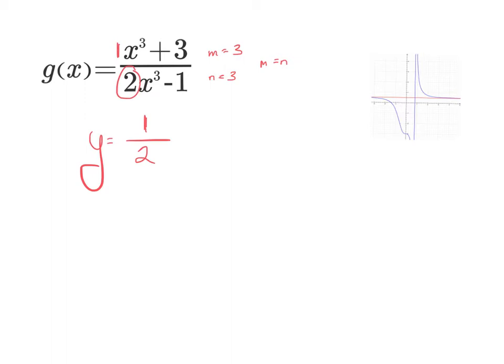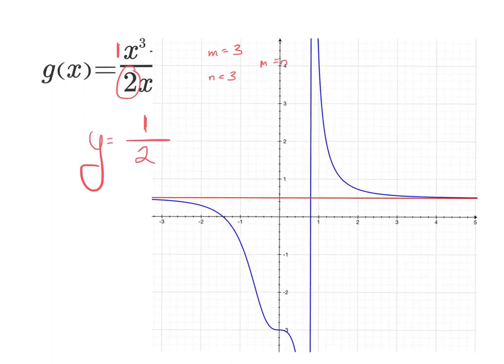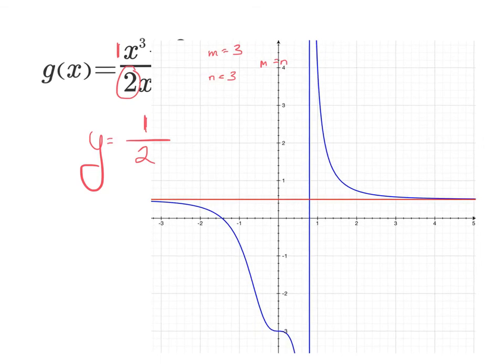So let's look at our graph, and I already drew in the asymptote. So it's this line here in red at y equals 1/2, and as x goes to infinity, our function's getting closer and closer to 1/2. Same thing from the other direction. As x is going to negative infinity, our function is getting closer and closer to 1/2.